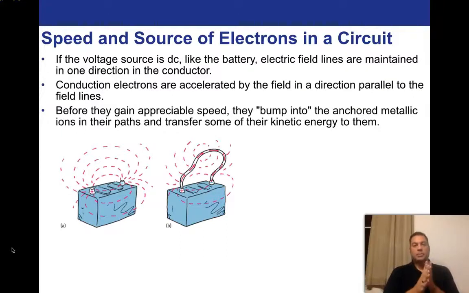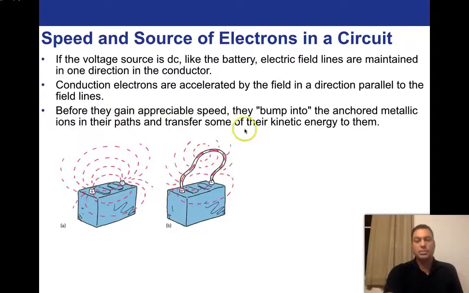So there's a couple little things we need to bring up. If the voltage source is direct current, like a battery, electric field lines are maintained in one direction in the conductor. So here we see the positive terminal, here's the negative, and here are the electric field lines. Conduction electrons are accelerated by the field in a direction parallel to the field lines. Okay, so in other words, if you have an electron in a wire, it's going to move parallel to this field line right here.